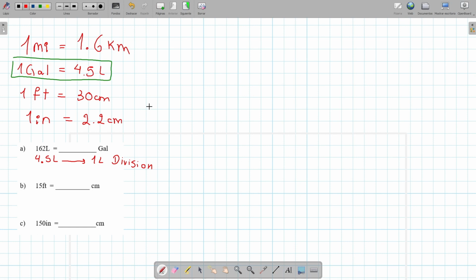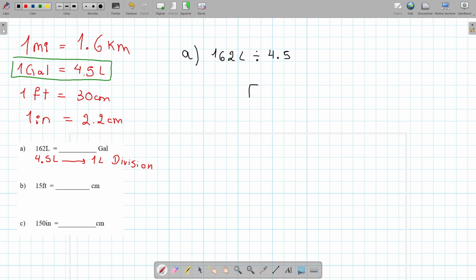What are we going to divide? In this case, we have to divide 162, let me write it here, this is A, 162 liters, we have to divide by the factor of 4.5. And this result is going to give me the gallons that are equal to 162 liters. So let's do the division.